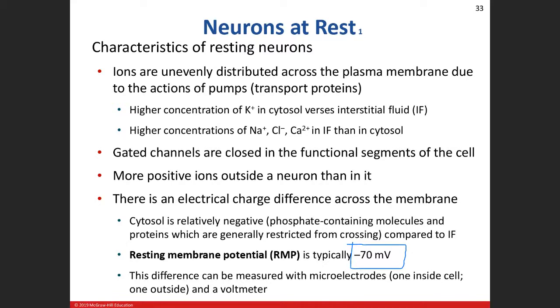This is how we figure out that number. See this bullet point here: there's more positive ions on the outside of the neuron than inside. So that makes the outside positive, the inside negative. That difference in charge between the outside of the cell and the inside of the cell is going to be this value here. So what makes it more positive outside? These ions. What makes it more negative inside? Phosphate and proteins. That's what's going to contribute mainly to the negative charge on the inside of the cell.